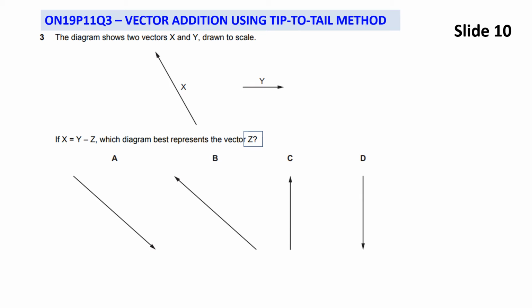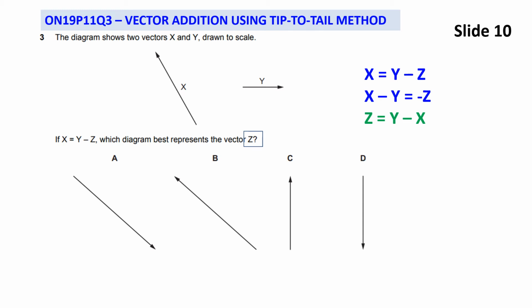So the first thing you need to do is, with this given equation, X is equal to Y minus Z, we need to rearrange in terms of Z. So here is X minus Y is equal to minus Z. I want it in terms of Z, and I want to get rid of this minus sign. So I multiply both sides of the equation by minus 1. So my Z is equal to Y minus X.